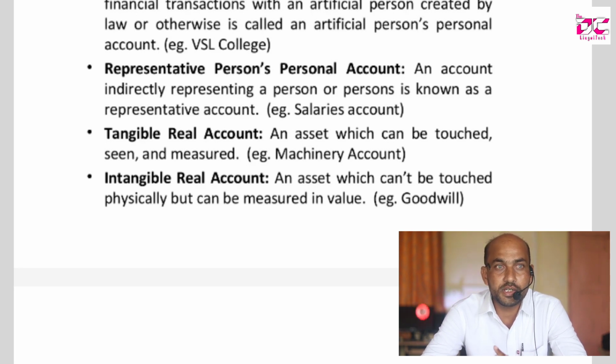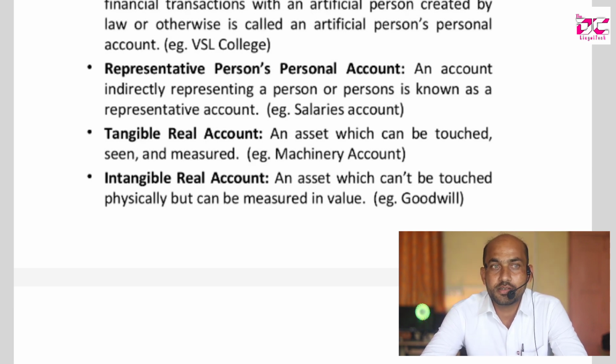Third, that is a representative personal account. An account indirectly representing the person or persons is known as a representative account. For example, salary account.